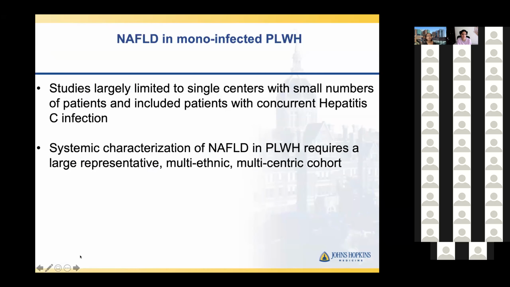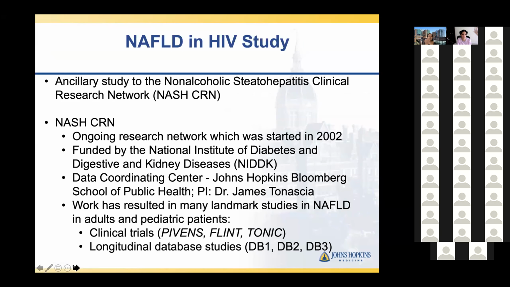And this led to the current study that we have, which is an ancillary study to the NASH CRN, the Non-Alcoholic Steatohepatitis Clinical Research Network. For those of you who don't know, the NASH CRN is an ongoing research network. It's an almost 20-year ongoing network that was started in 2002. It has had continuous funding from the NIDDK, and the Data Coordinating Center is across the street at the School of Public Health.